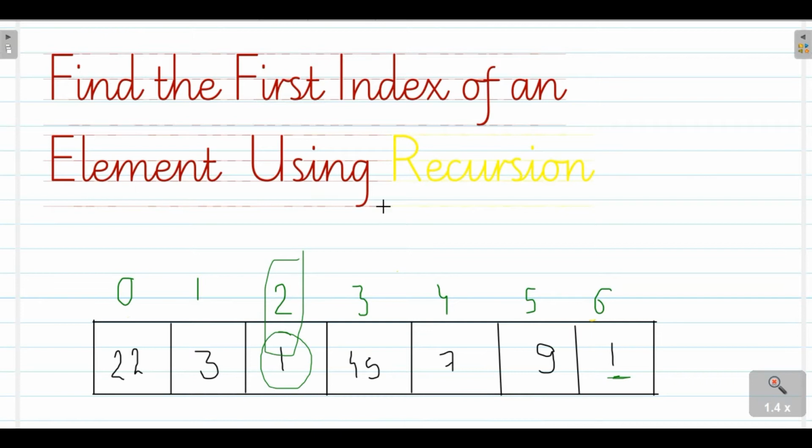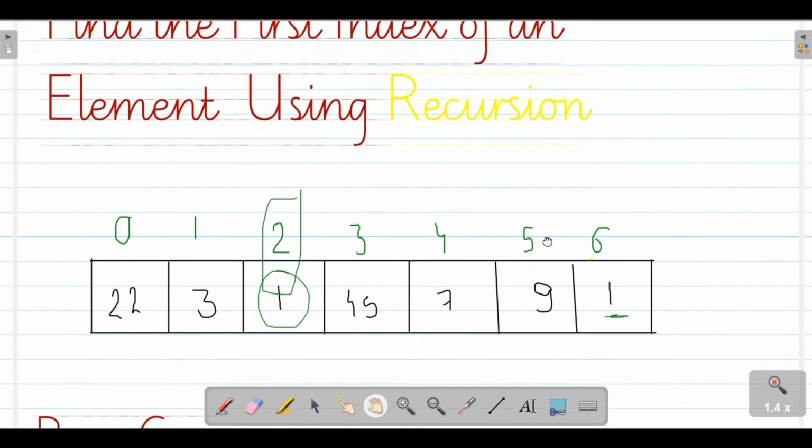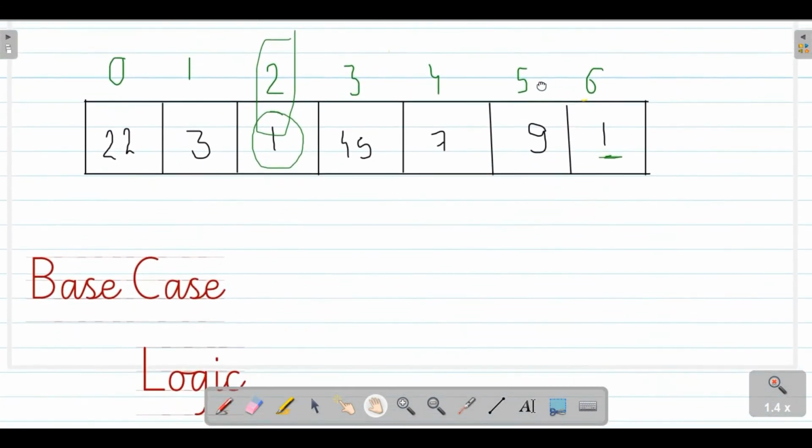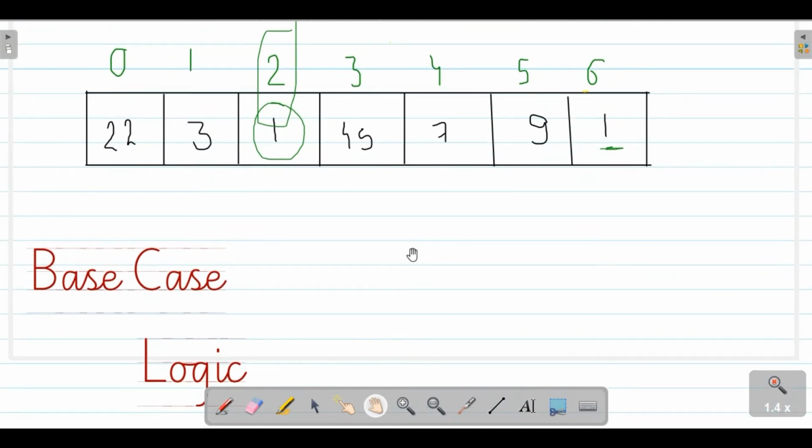So what would be the approach if we go using recursion? Basically, in order to understand recursion, we just need three simple steps. So what are those? First is your base case. Now what is your base case? What would be your terminating condition for this program?